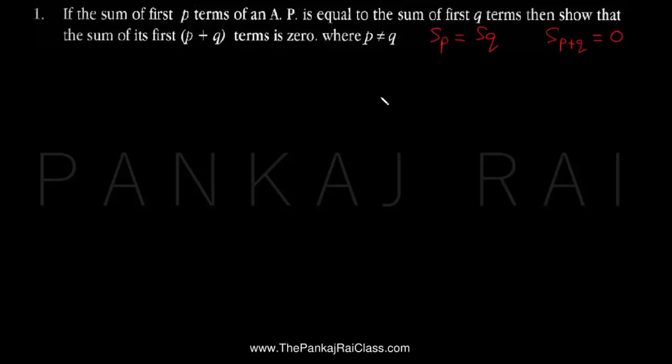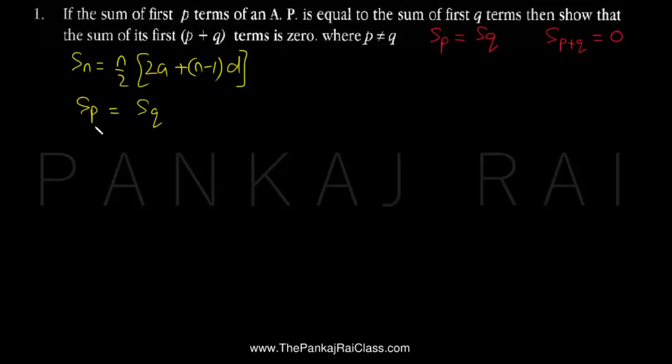So let us begin by writing the formula for Sn, which is the sum of first n terms. It is given by n by 2 times (2a plus (n minus 1) times d), where a is the first term of the arithmetic progression and d is the common difference. Now let us begin with what is being given to us. We have been given that SP is equal to SQ.